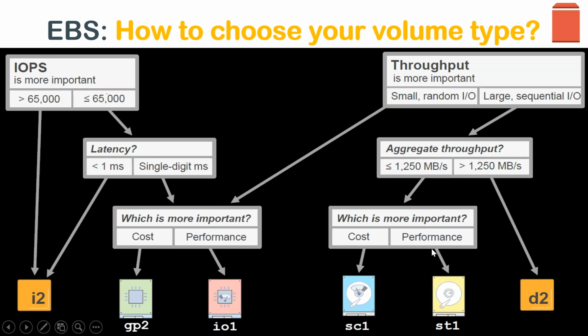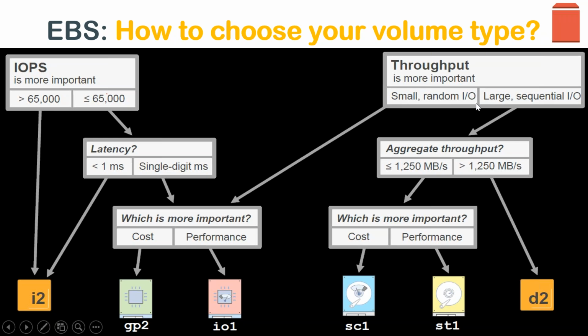So as I said in the beginning, it is your input output operations and your throughput. How much input output operations do you need, or are you going to have small random input operations or large sequential IO? When we talk about a large sequential IO, we are talking about a new media file, a streaming operation or something like that.